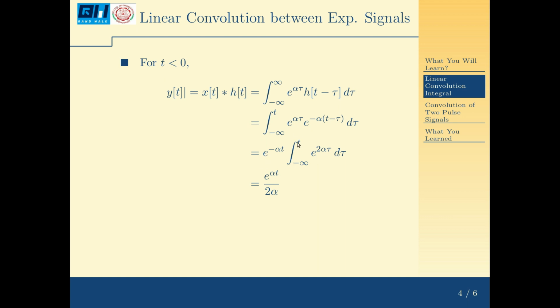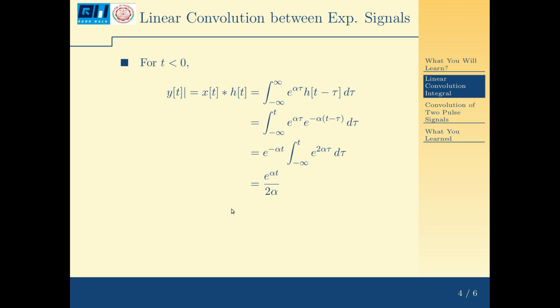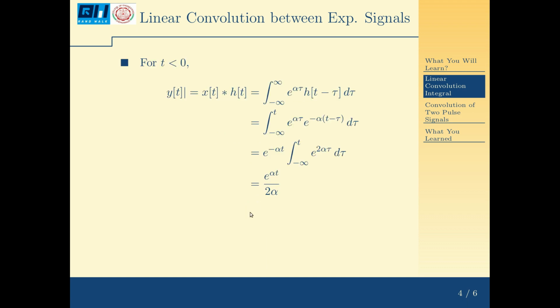Then the integral from minus infinity to t of e raised to 2 alpha tau d tau. When I integrate this, it becomes e raised to 2 alpha t divided by 2 alpha. So e raised to minus alpha t will be cancelled, and this becomes e raised to alpha t by 2 alpha. So for t less than 0, it is 1 by 2 alpha e raised to alpha t. The curve looks like this.